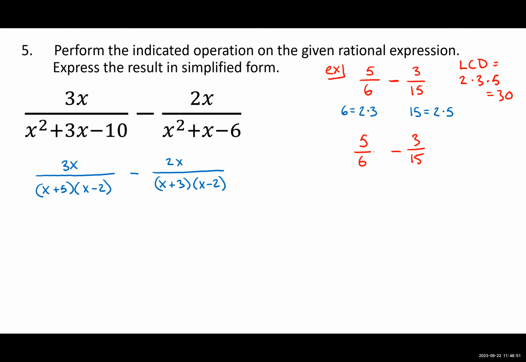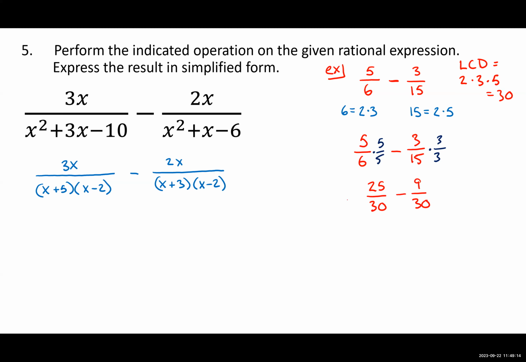We'll do times 5 over 5, that'll give us a 30 on the bottom. Second fraction, we times it by 3 over 3. That'll give us 30 on the bottom. So that's 25 over 30 minus 9 over 30.